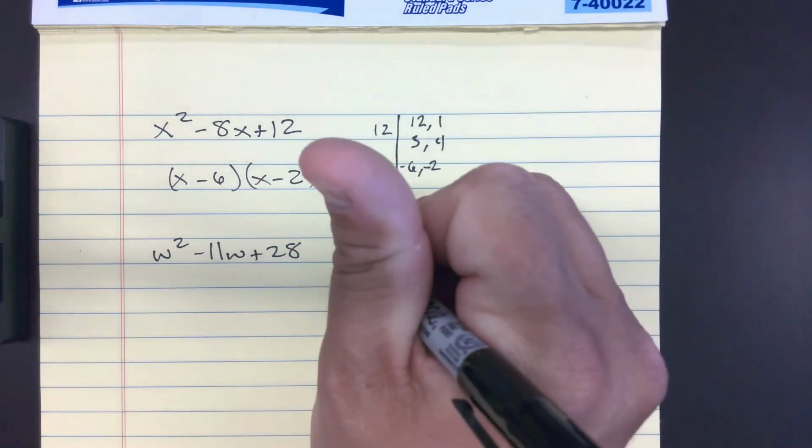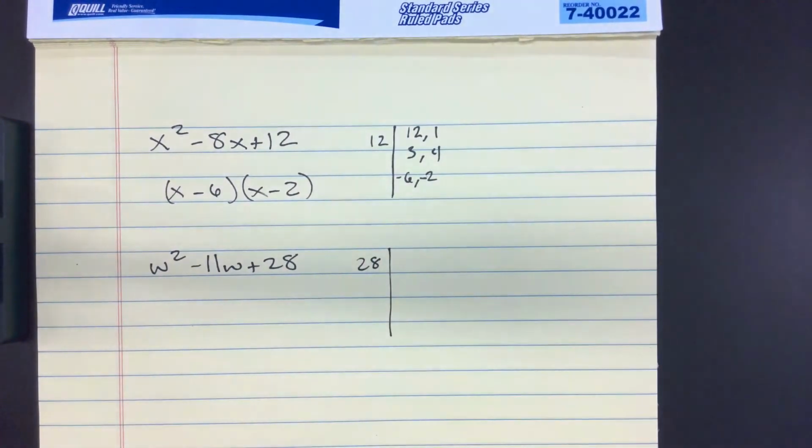All right, here we go. 28. I've already heard a lot of you guys say it. What are the two numbers?